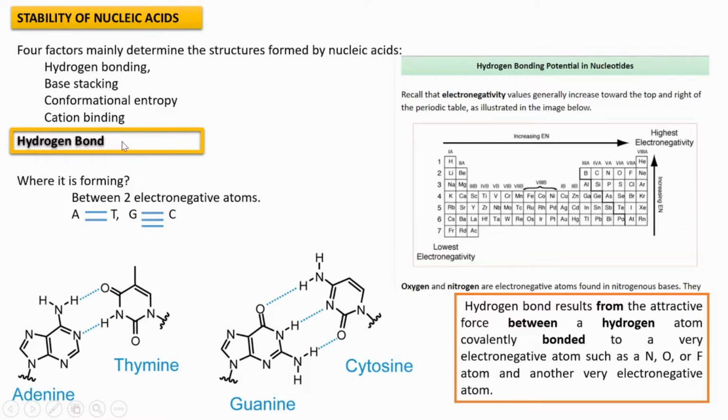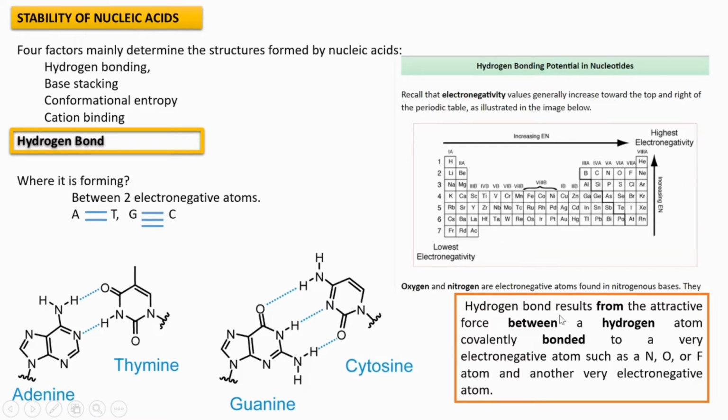Anyway, I am just repeating once more where these hydrogen bonds are forming. It is usually forming between two electronegative atoms. Okay, this is a picture of the periodic table. We know that as we go from left to right, the electronegativity increases, and also moving from bottom to top, the electronegativity increases. So that's the basic thing.